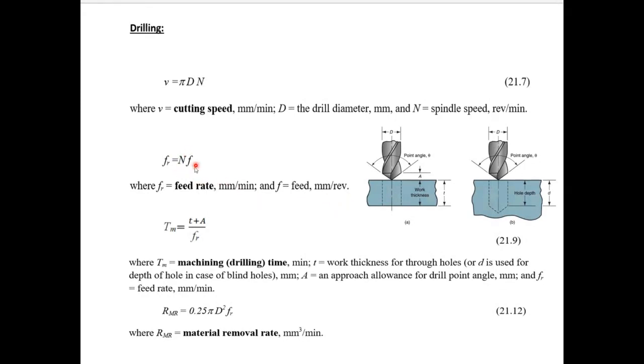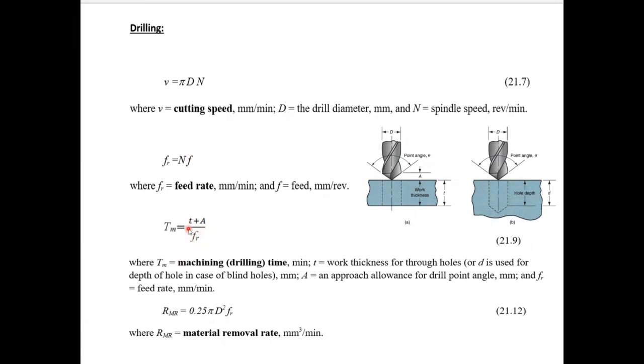So F indeed represents the amount of the feed motion for each revolution of the cutting tool, while feed rate represents that same motion or feed against a time unit, which is often the minute. We've got another equation down here which is used to compute machining time in the drilling operation, and that is the distance to be traveled by the tip of the cutting tool divided by the feed rate.